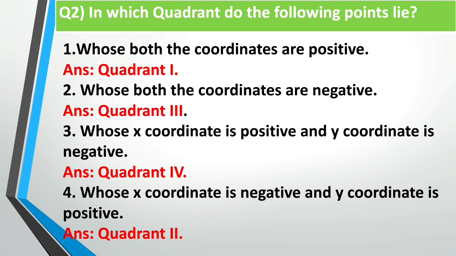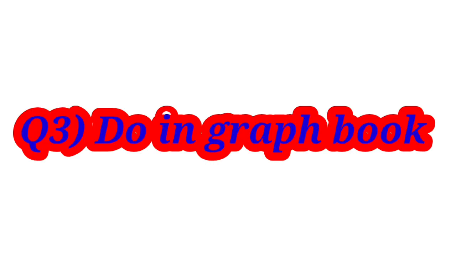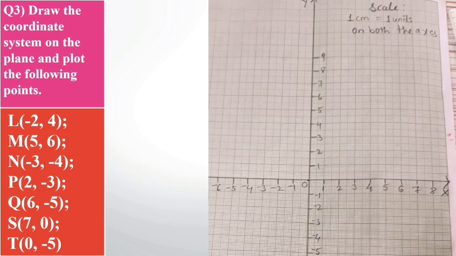Student, question number 1 and 2 you have to write in the geometry notebook, and question number 3 you will write in the graph book. Children, question number 3 is given. Draw the coordinate system on the plane and plot the following points. The first point is given L and the coordinates are -2 and 4. -2 is the coordinate of x and 4 is the y coordinate.